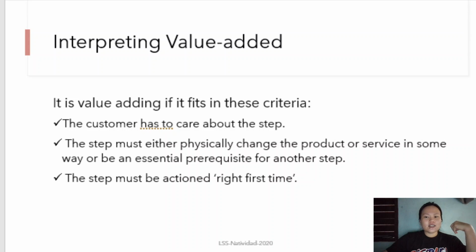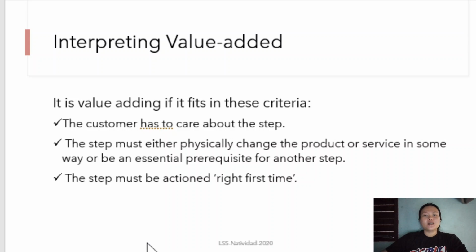The last criterion is the step must be actioned right first time. Making sure a step is done right first time is like checking value added. So, examples: rework is not included in value adding. All rework, reprocessing, realigning are considered as not value adding.